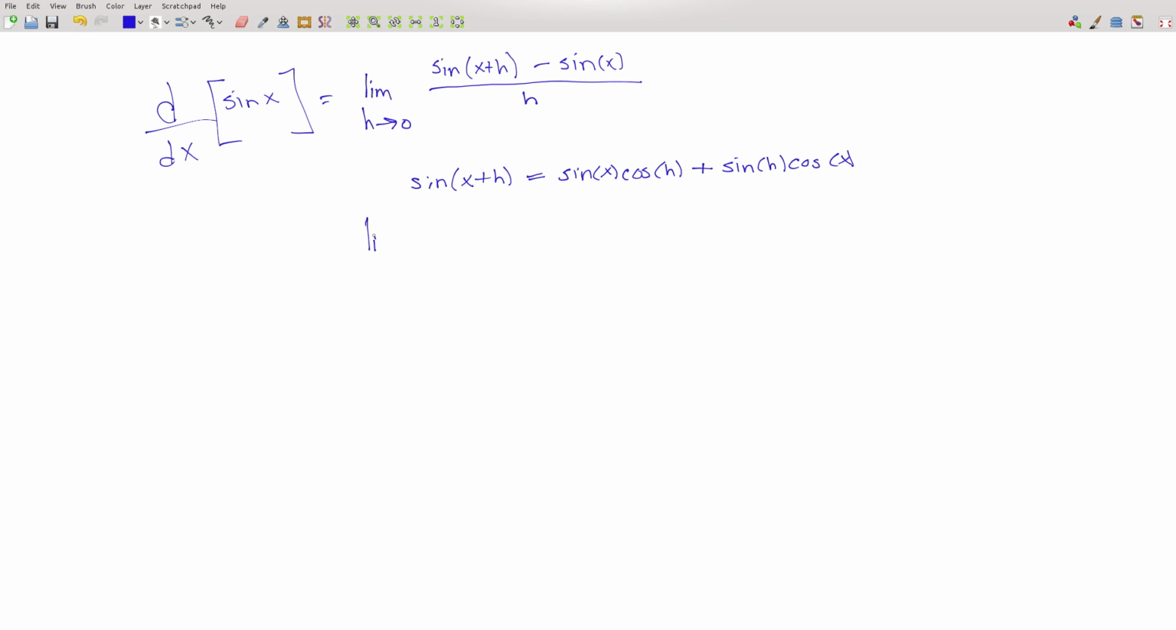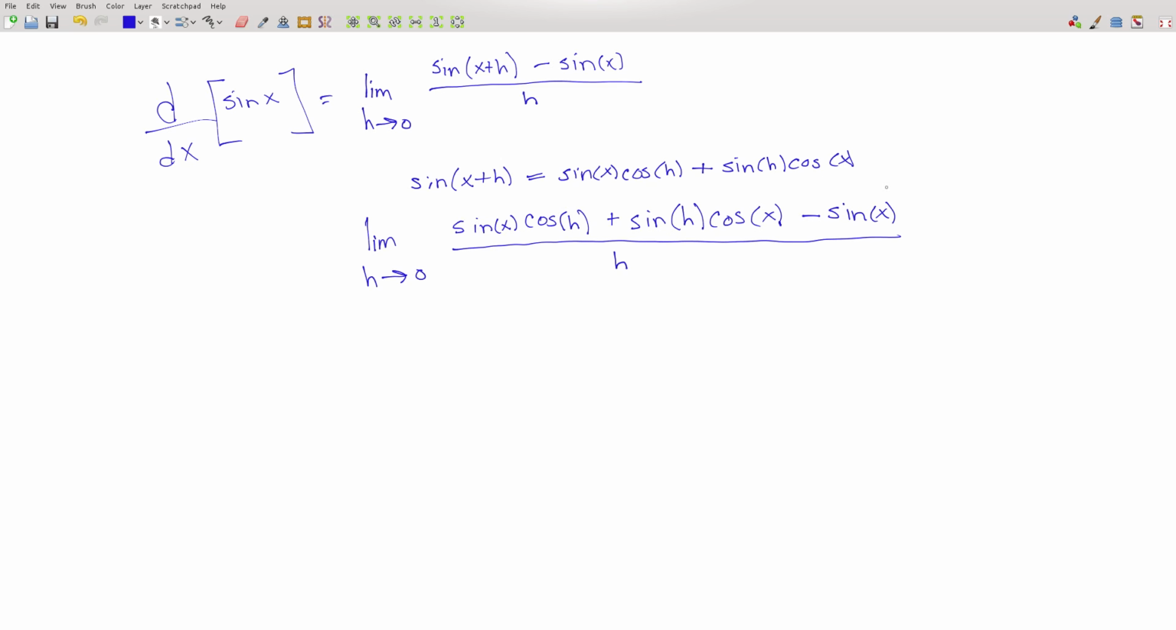So now we have the limit as h goes to 0 of, replacing the sine of x plus h with this, the sine of x times the cosine of h plus the sine of h times the cosine of x, and then there's this minus the sine of x, which I'll write right here, minus the sine of x, and this is all over h, like this. Okay, what will we do with what we have on top?